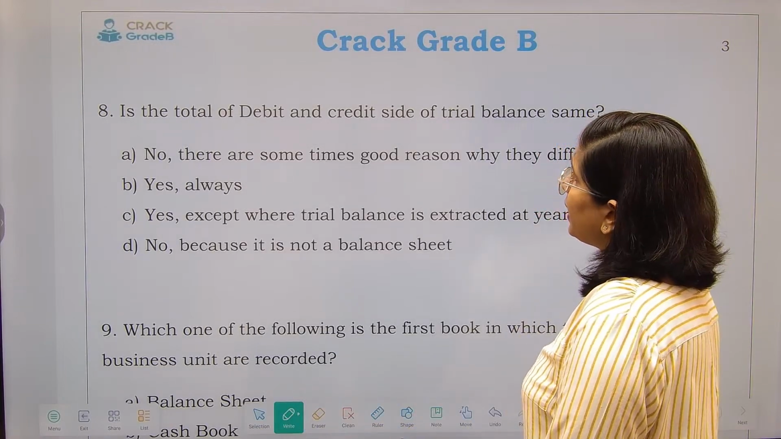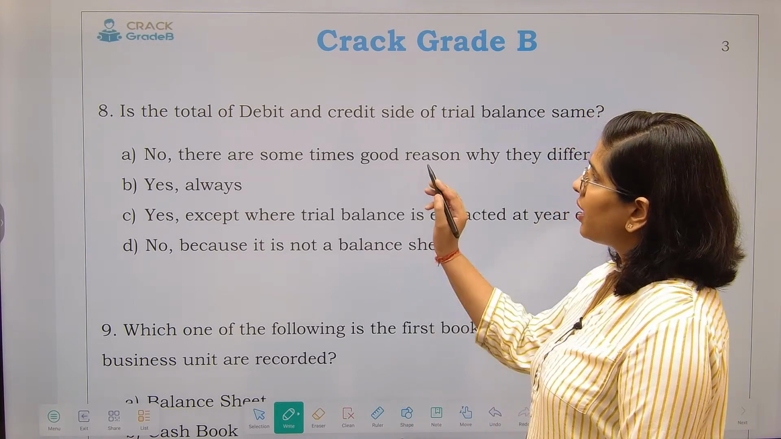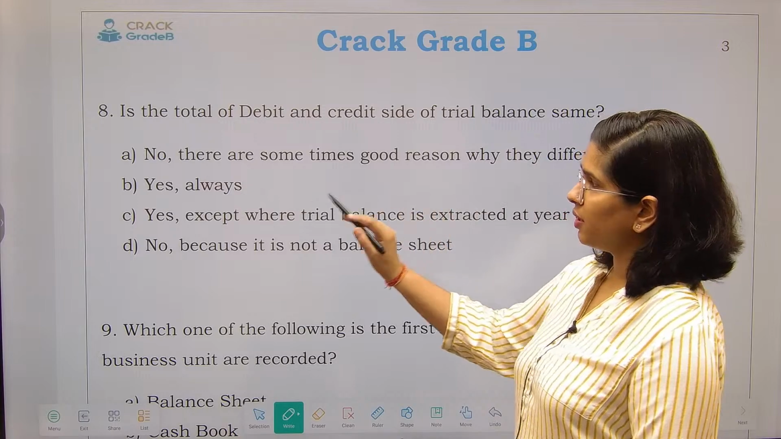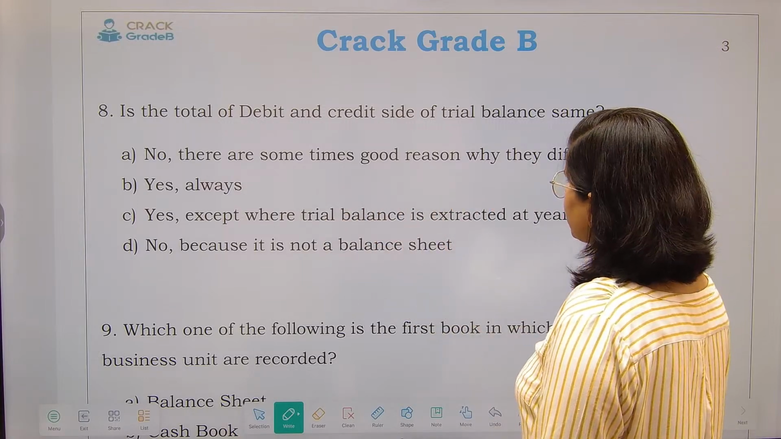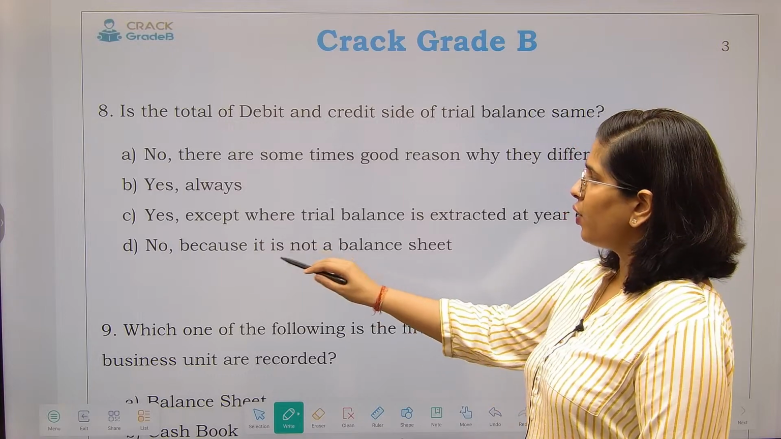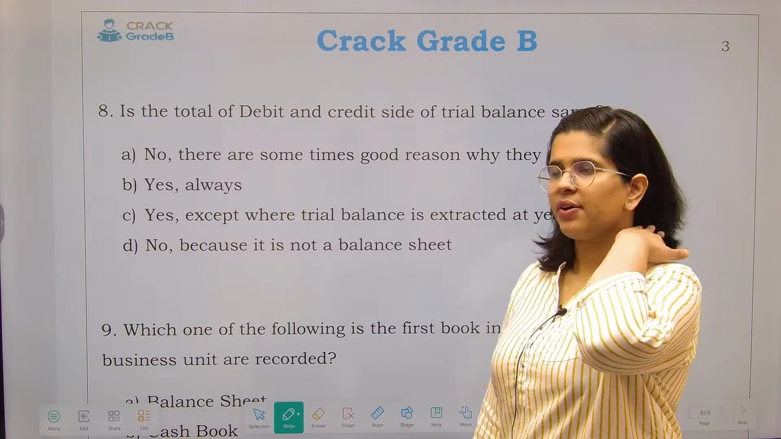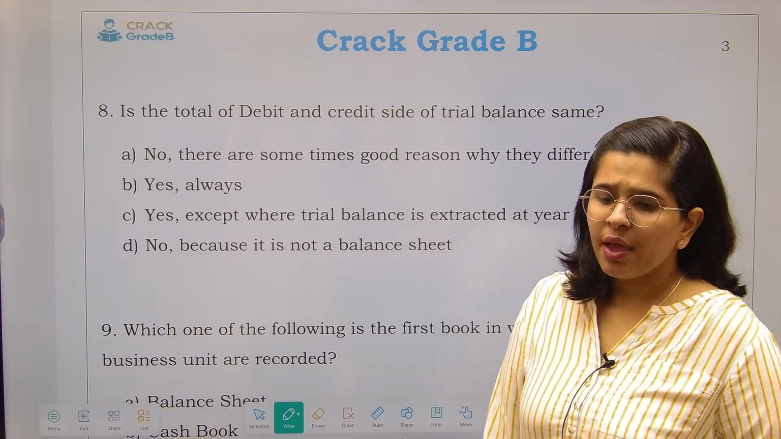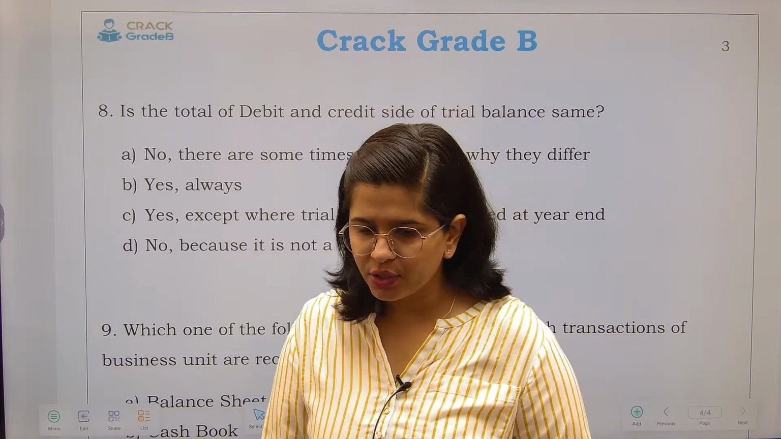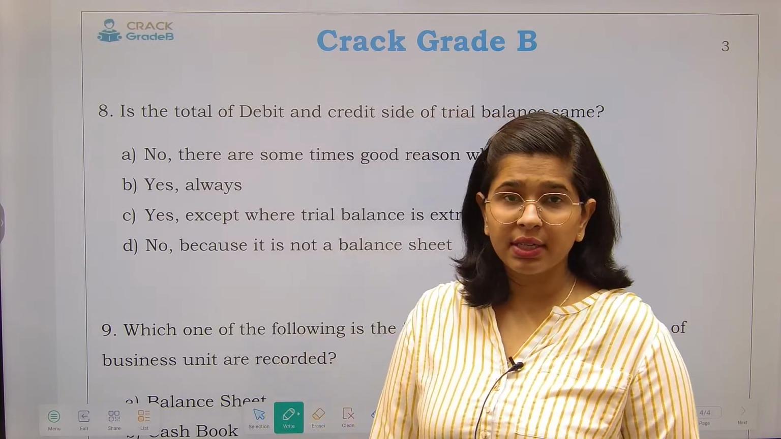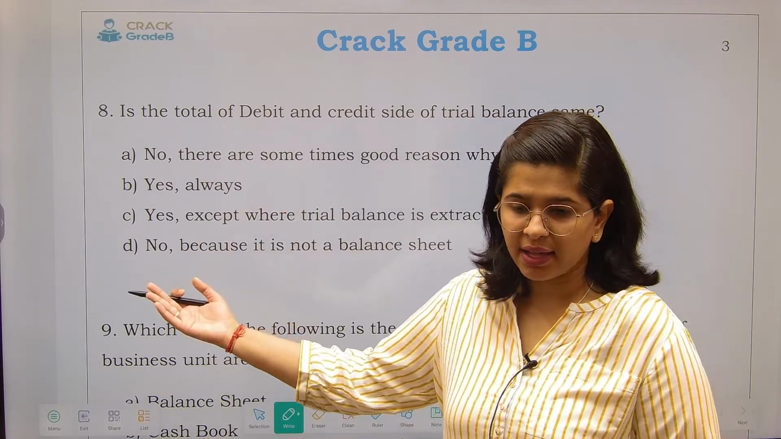Next is: are the totals of debit and credit side of trial balance the same? The options are: no, there are sometimes good reasons that they differ; yes, always; yes, except where trial balance is extracted at year end; and no, because it is not a balance sheet. These are very easy questions because they are very conceptual in nature. If you have understood accounting, if you have learned it, it would have been an easy answer.